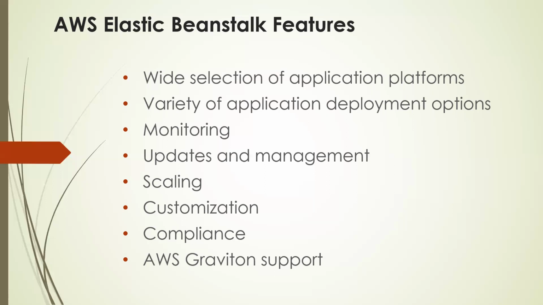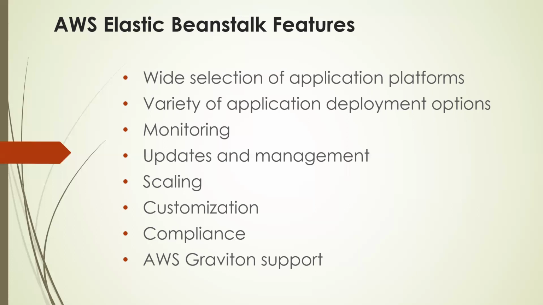And the next one is the scaling. Elastic Beanstalk uses Elastic Load Balancing and auto scaling to automatically scale our applications in and out based on the specific needs. And also we can configure multiple availability zones as well, so that we have an option to improve the application reliability and availability.